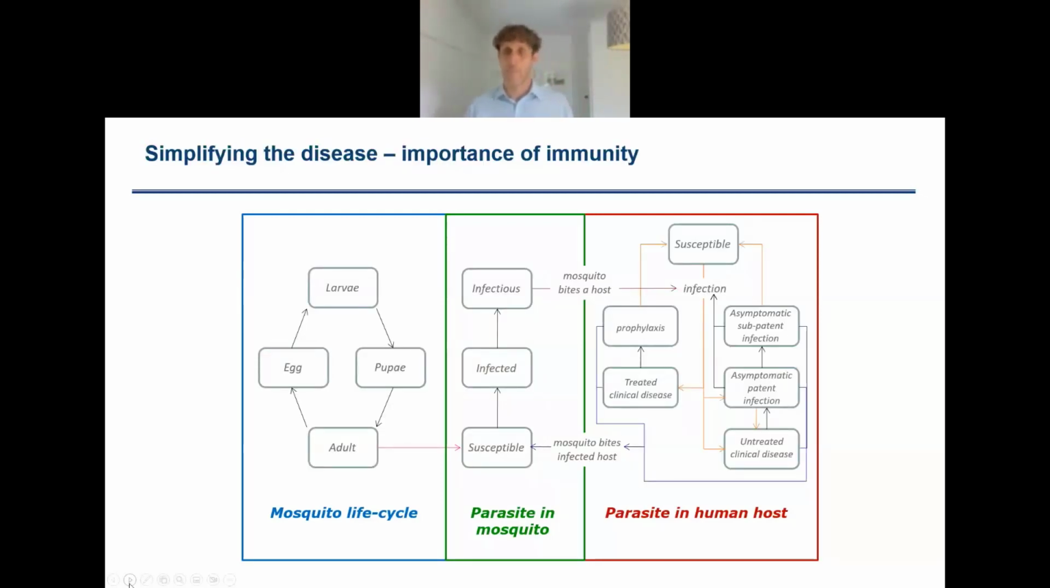We make compartmental models where we classify people as, for example, susceptible or asymptomatic or patent, or having clinical disease or untreated clinical disease, and so on. We classify people into different ways. Similarly, we classify mosquitoes being susceptible, infected, infectious. And we also capture the dynamics of the mosquito life cycle as well. So we offend everybody by effectively simplifying this. And it looks simple in this model.